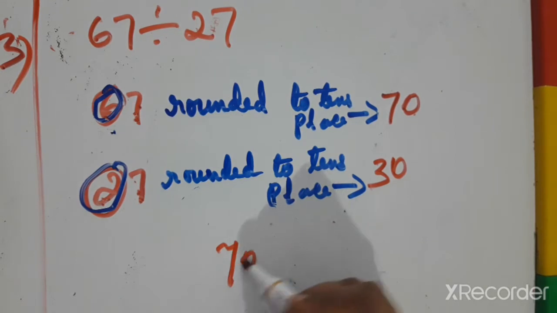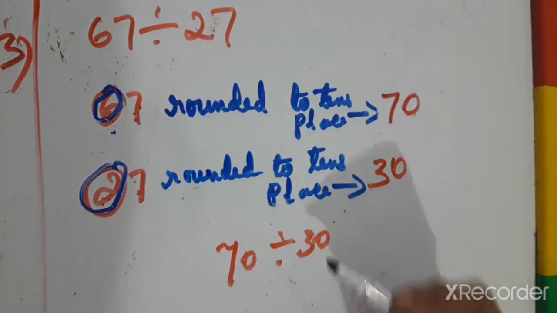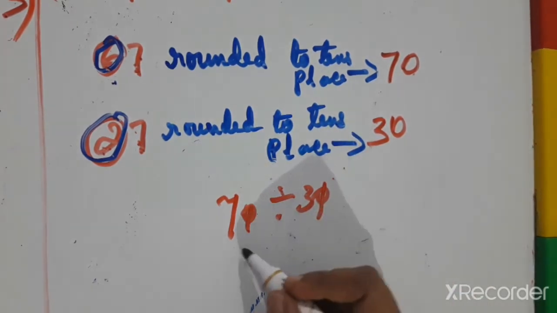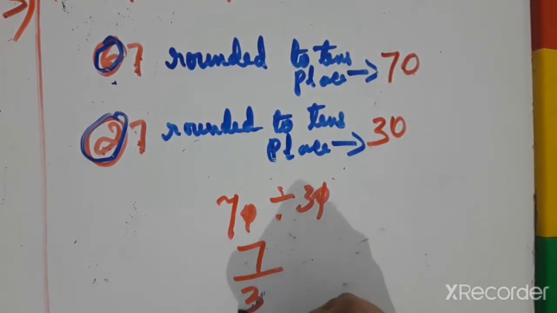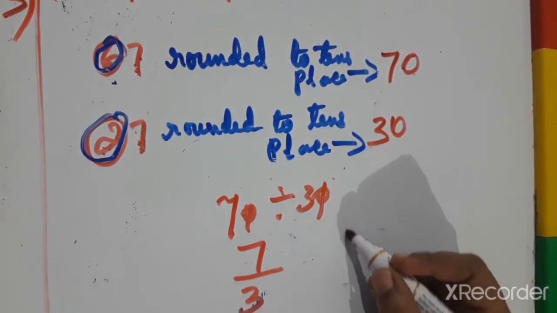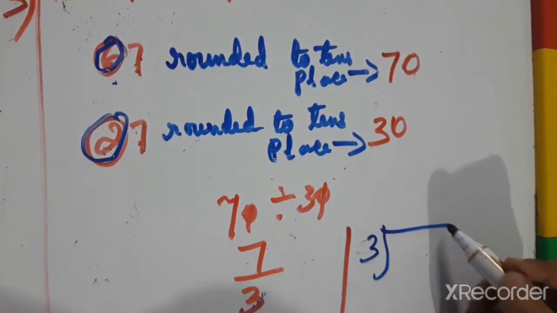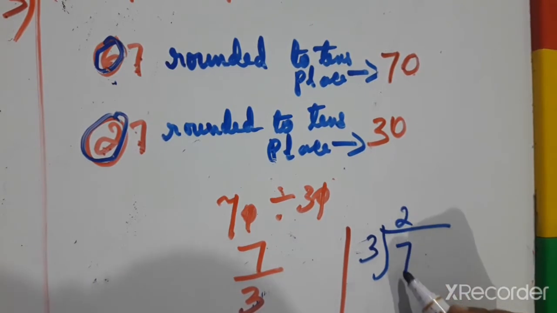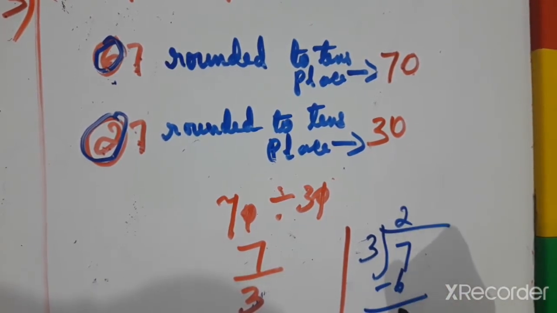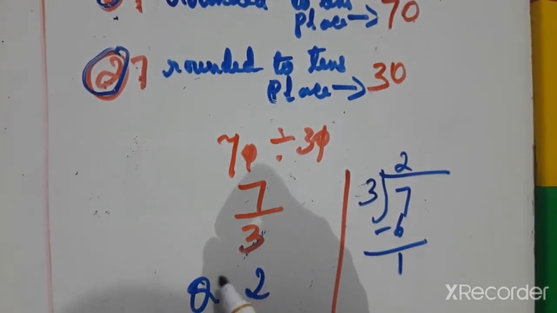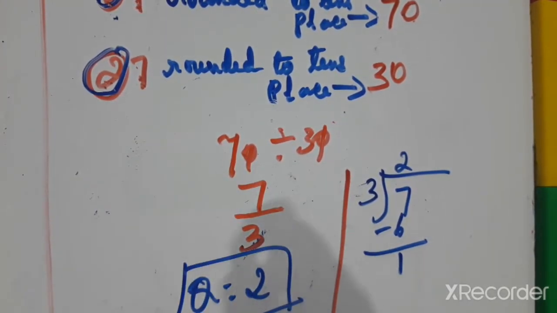Now 70 divided by 30. The 0s cancel, so it is 7 by 3. How do we divide 7 by 3? 3 twos are 6, and 7 minus 6 is 1. So the quotient is 2. The answer is 2.